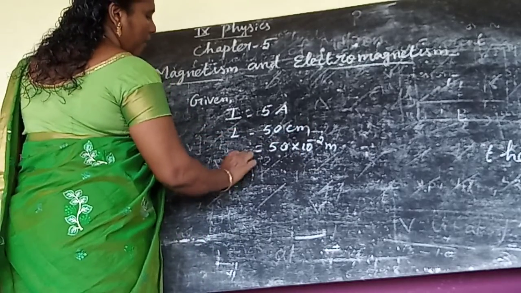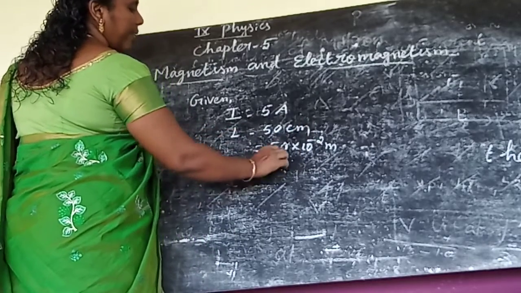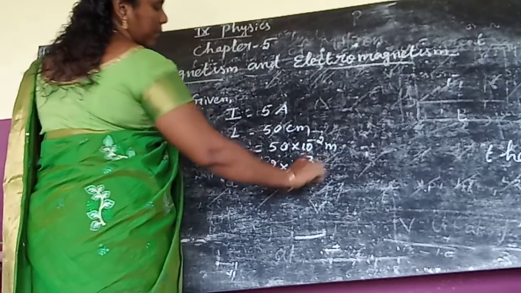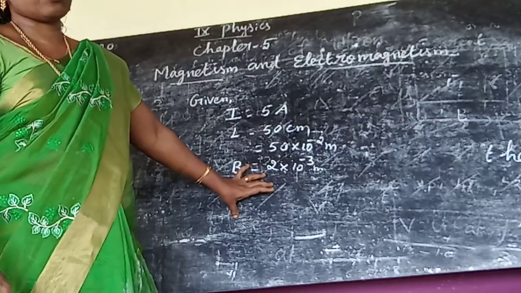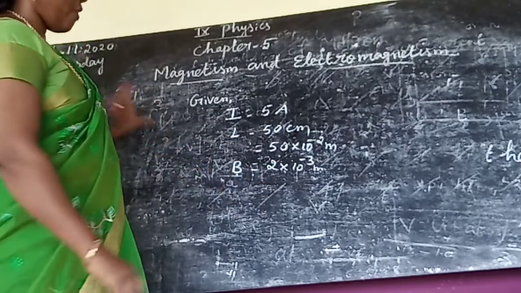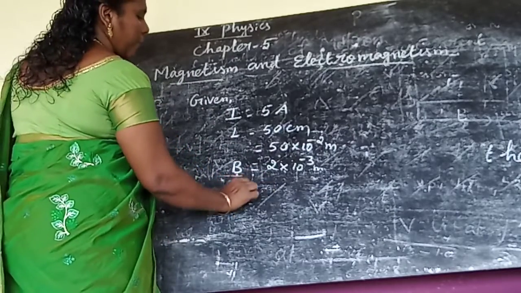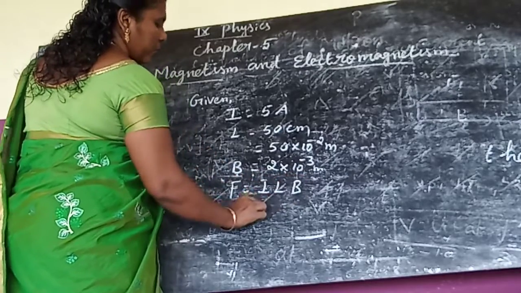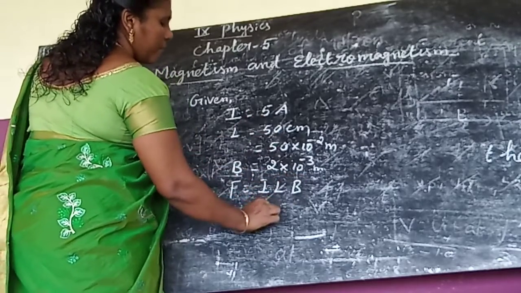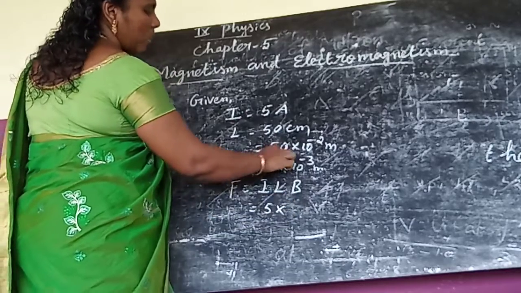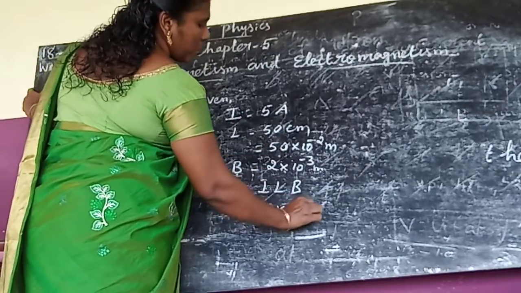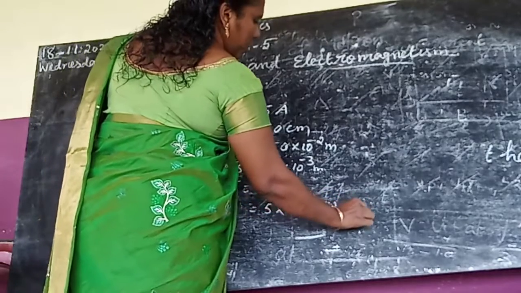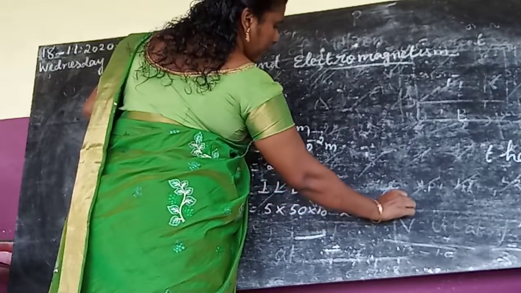Then the magnetic field, it is given that 2 into 10 power minus 3. So this much is given in the question. So you know the formula. What's the formula? Force F equal to I L B. So just multiply 5 into L value 50 into 10 power minus 2 into B value 2 into 10 power minus 3.